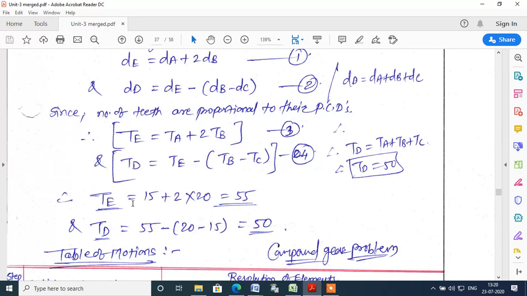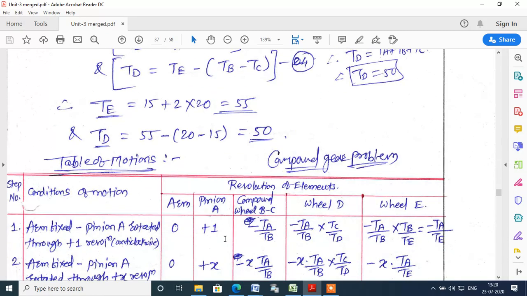So TE equals TA, 15, plus 2 into 20, that is 55. We got 55, put it here. So TD is 55 minus 20 minus 15, that is 50. So we got 55 and 50, the number of teeth on E and the number of teeth on D.